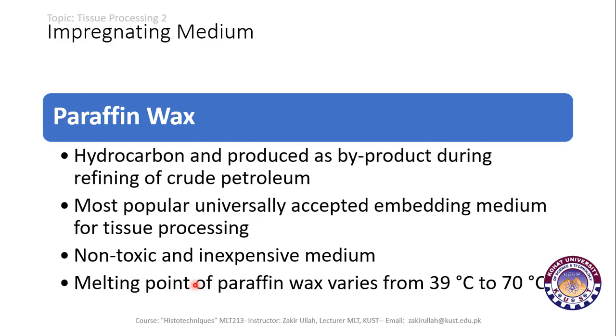There are different qualities of paraffin wax available. So depending on the area, depending on the locality, different types of paraffin wax can be used for the impregnation and for the embedding of the tissues.